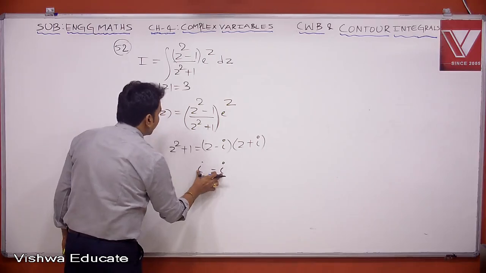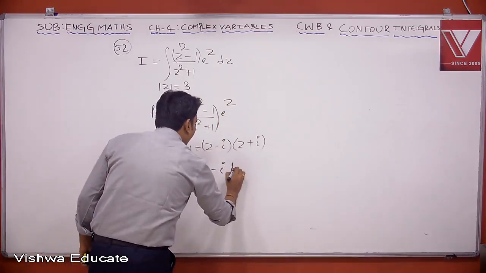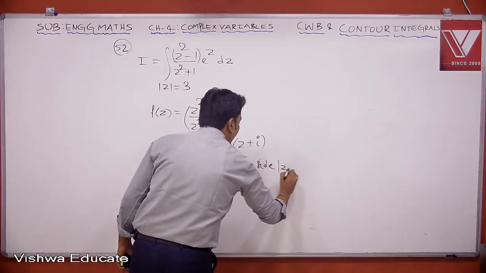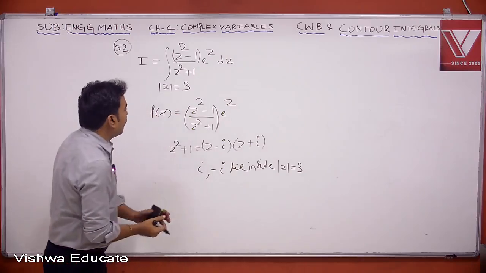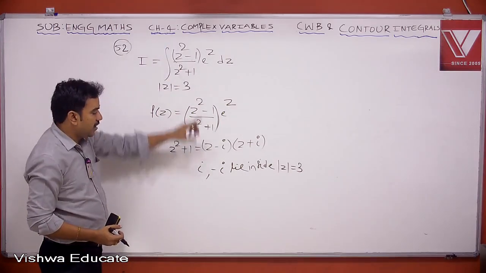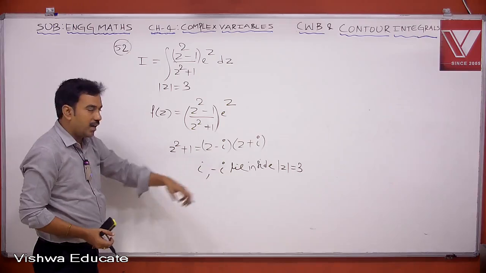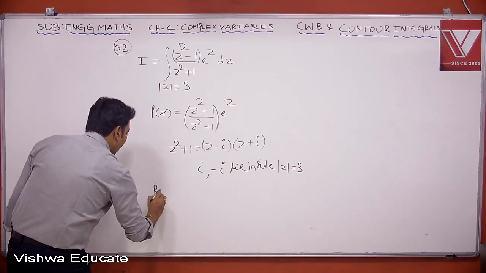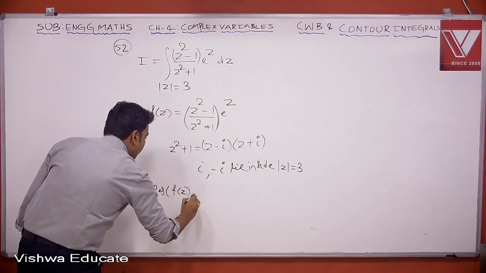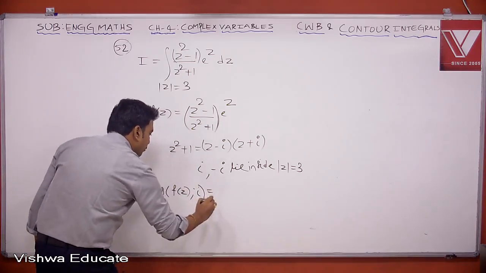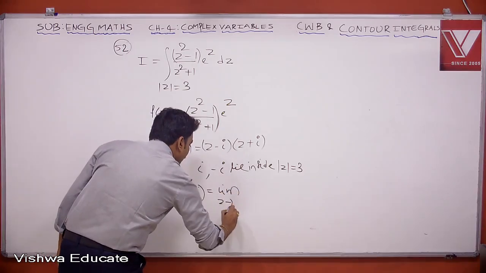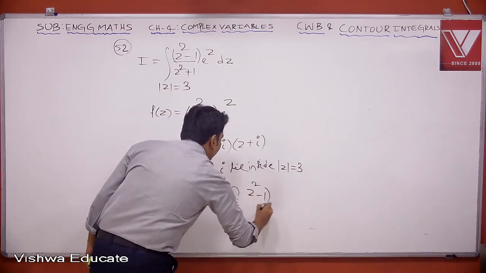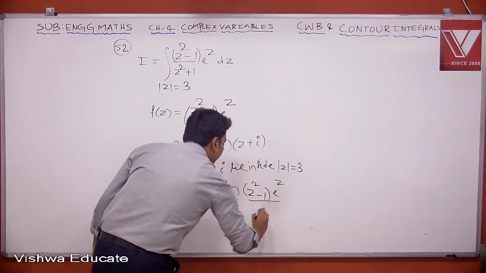Both i and minus i lie inside this circle mod z equal to 3. Therefore, we need to find the residue of the overall function at two different singular points, i and minus i. Of course, both are simple poles. Now let us calculate the residue of the function f of z at pole i. This is a simple pole, so this is limit z tends to i. Anyhow, this z minus i will be cancelled. So this is z square minus 1 into e power z divided by z plus i.